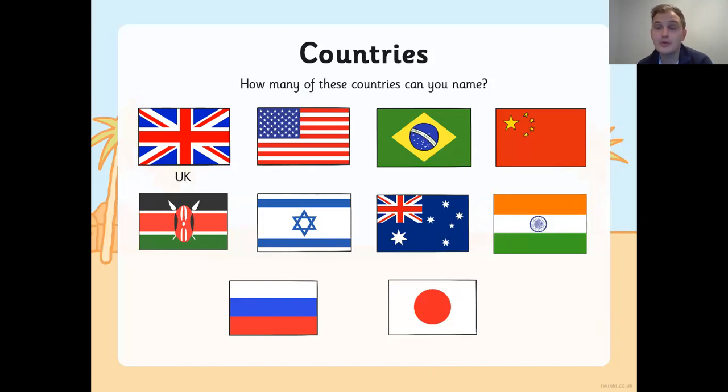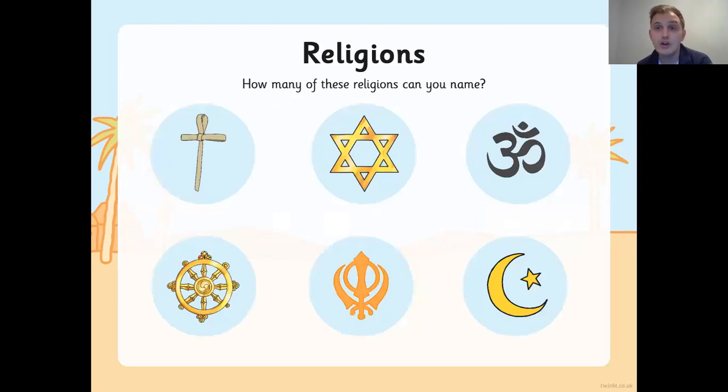Okay, so we have got the UK, that's the United Kingdom, that's our country. Hopefully you got that one. We've got the United States of America, USA. Did you know the next one? Brazil, China, Kenya, Israel, Australia, India, Russia, and Japan. Now you might be thinking, why on earth is Mr. K sharing lots of different flags? Now, just like each country has a flag, there are lots and lots of different religions around the world.